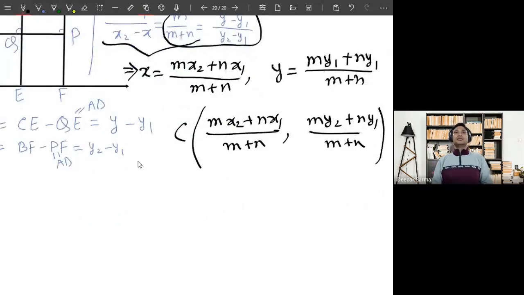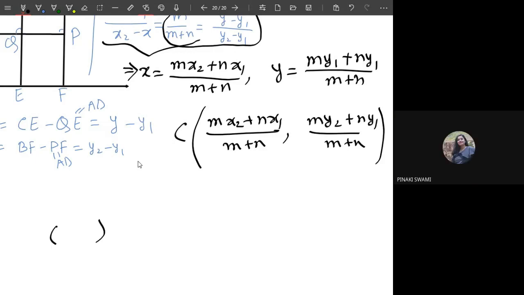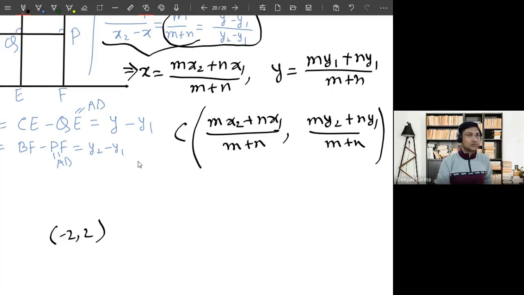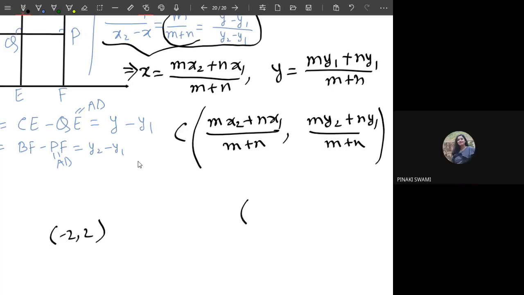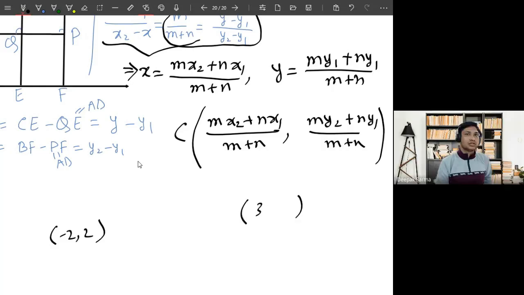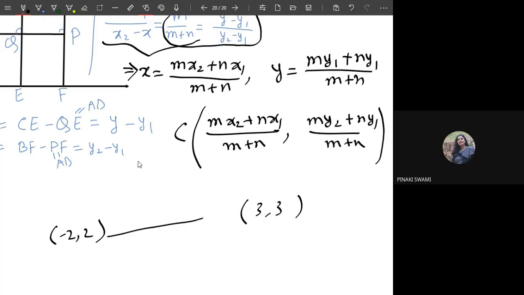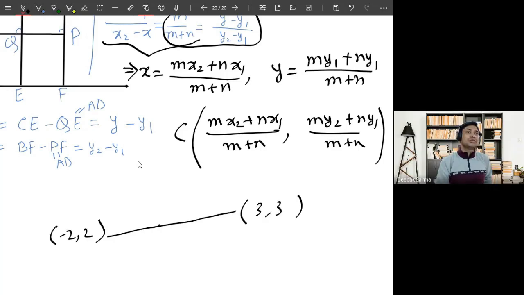So if I give you 2 points, then the ratio. Okay, one of you tell me 4 numbers, that is 2 points. -2, 2, then the other point, 3, 3. Is it? Okay. Now give me a ratio, m is to n. Give me 2 numbers.